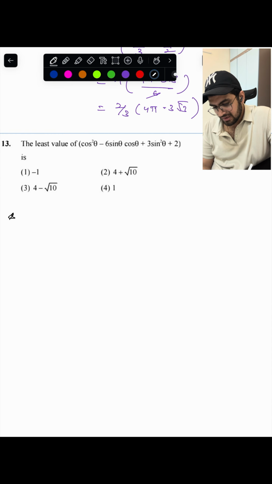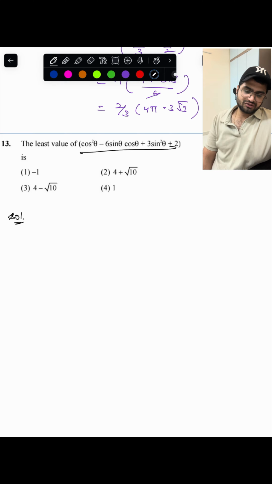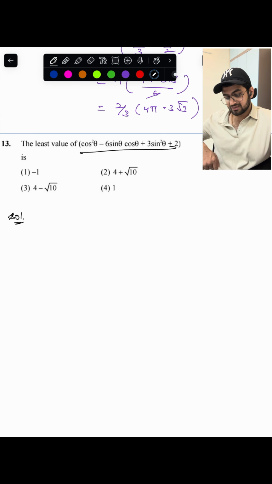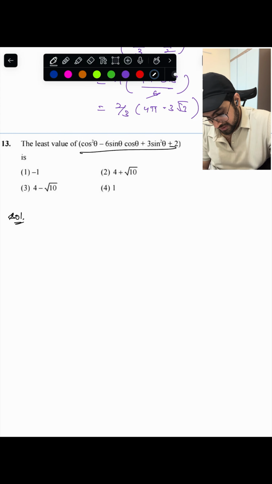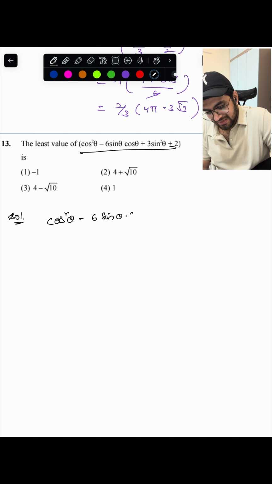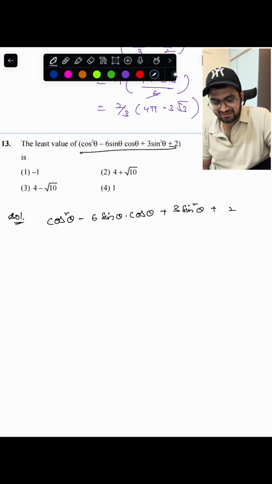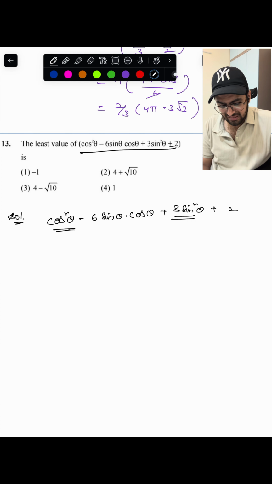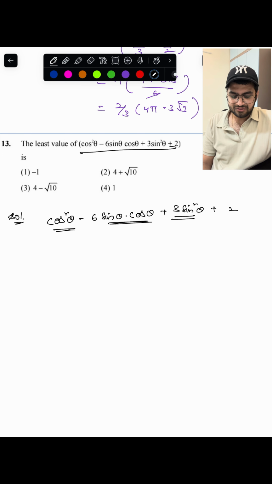Next question: the least value of this particular expression. It's also a simple trigonometric question. Let's solve how to do it. cos square theta minus 6 sin theta cos theta plus 3 sin square theta, right? It's a very silly question. Here sin square theta, cos square theta and sin theta cos theta are there, so you can convert everything in terms of 2 theta format.